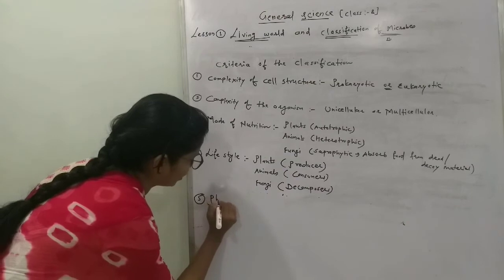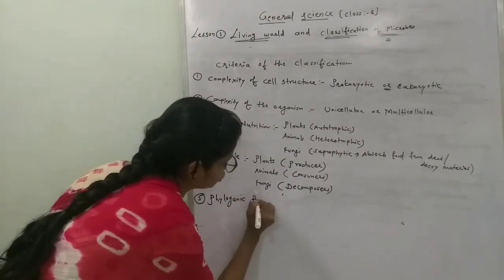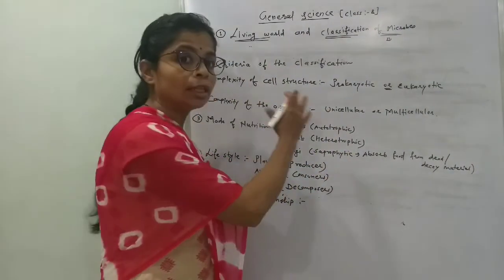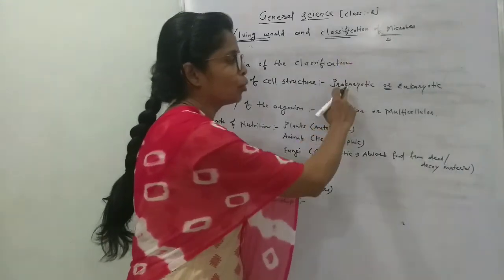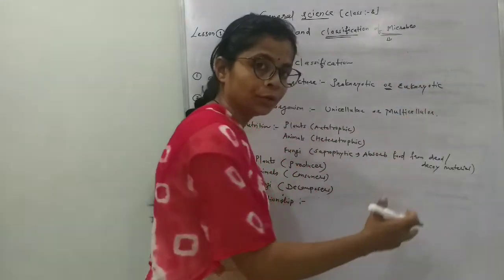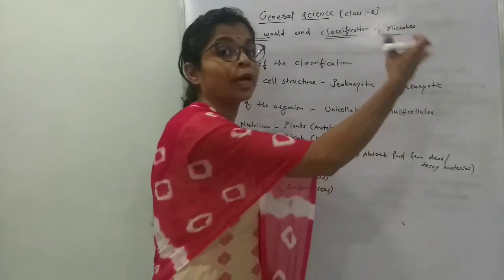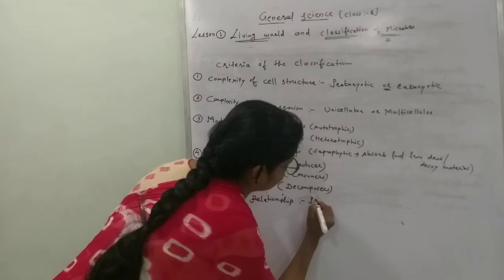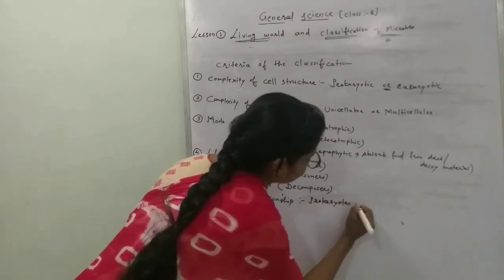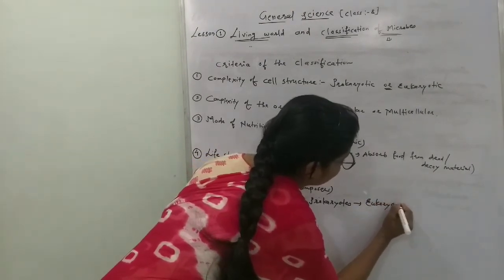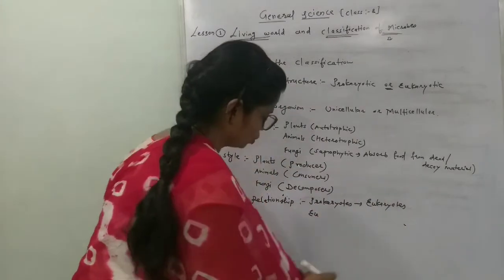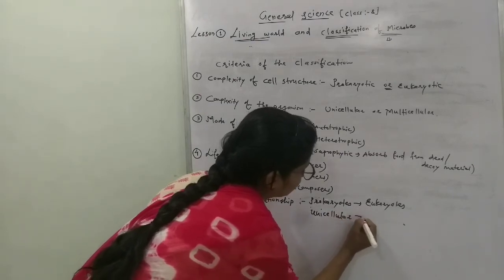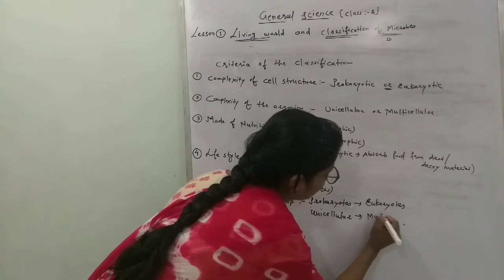The next criteria is phylogenetic relationship, which means Whitaker has done the classification very properly. He has started the classification from prokaryotic unicellular organisms first, then he went to eukaryotic. He has not jumped to multicellular eukaryotic organisms firstly. So in phylogenetic relationship, he started the study from prokaryotes to eukaryotes, and then he went from unicellular to multicellular.